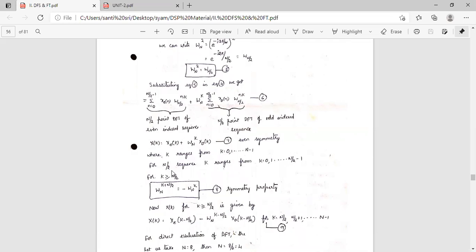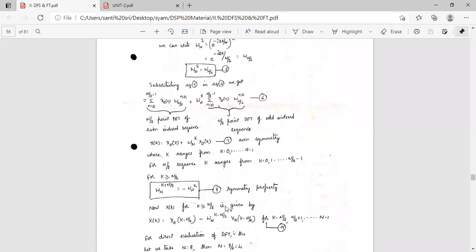Now for k greater than or equal to N/2, W_N^(k+N/2) is nothing but minus W_N^k. This is nothing but the symmetry property. So that is equation number 8, symmetry property.